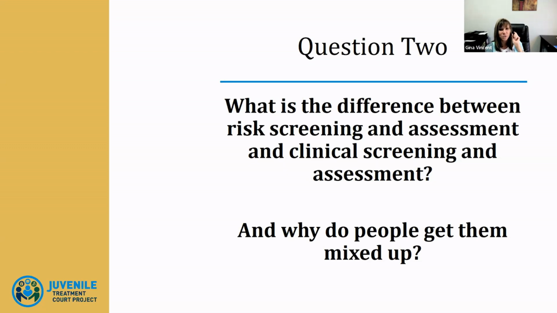Assessment instruments are designed for specific purposes. So a risk screen or assessment is specifically designed to tell you, is this youth relatively low, moderate, or high risk for recidivism? And some of them look at specific types of recidivism, so violent or sexual recidivism, for example. And what seem to be the drivers of this youth's behavior?